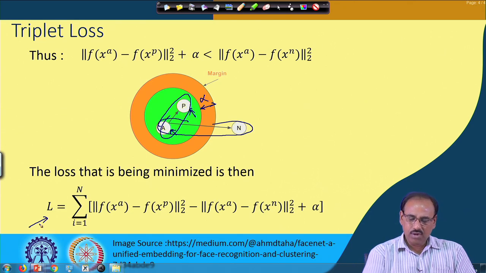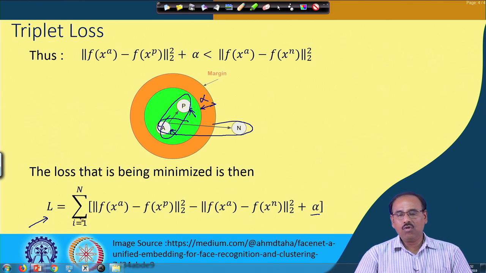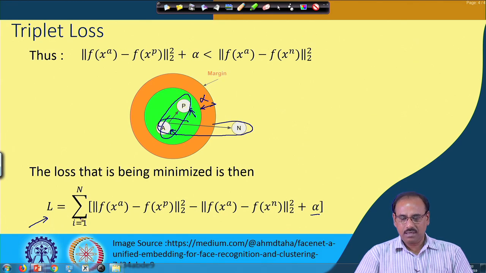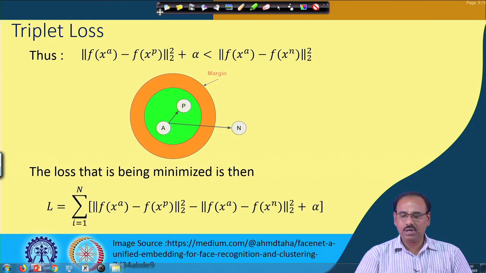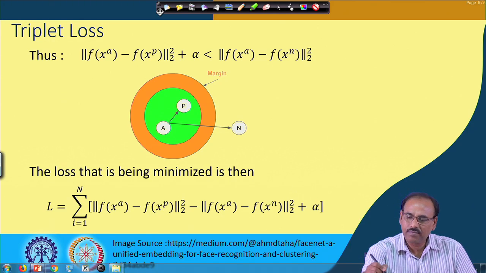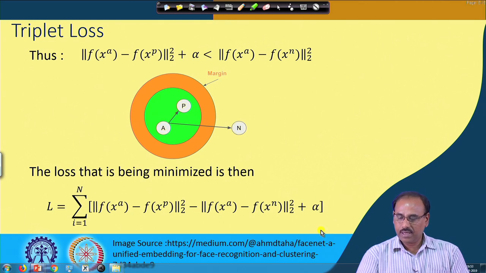and that leads to a loss function which is given by this: L equal to the sum of ||f(xa) - f(xp)||² minus ||f(xa) - f(xn)||² plus alpha, take the summation over all possible triplets. Triplets are xa, xp and xn, and you try to minimize this loss while training your neural network, the FaceNet. So this is how the FaceNet is trained.